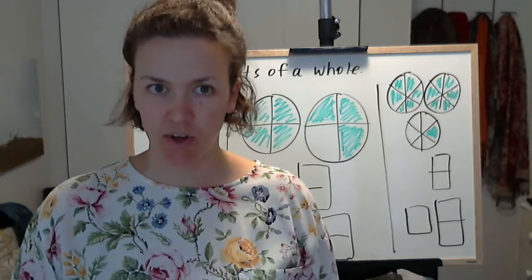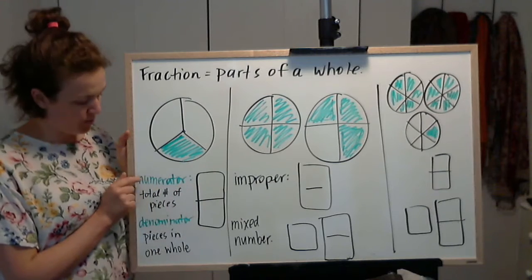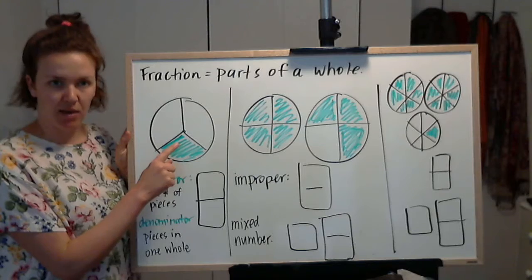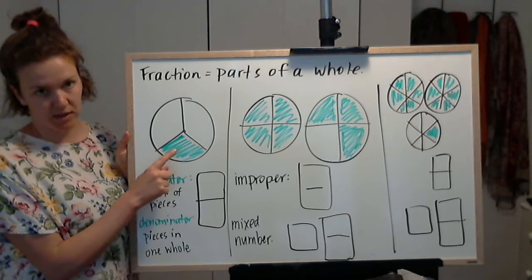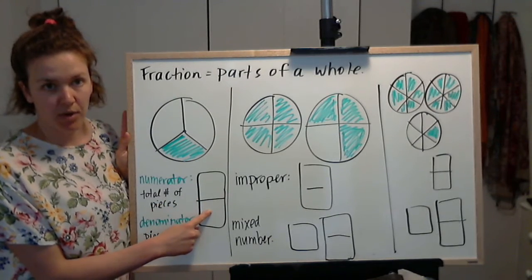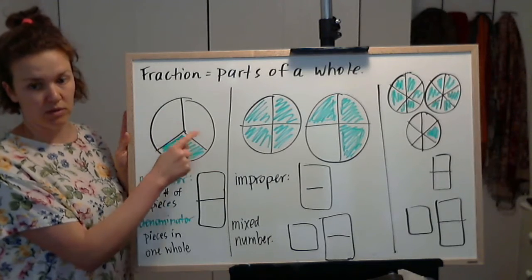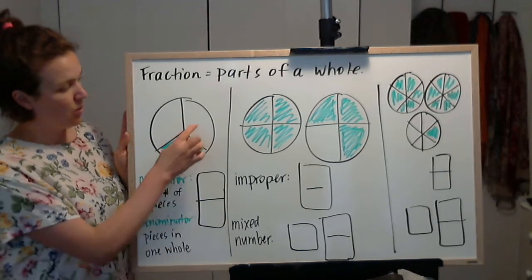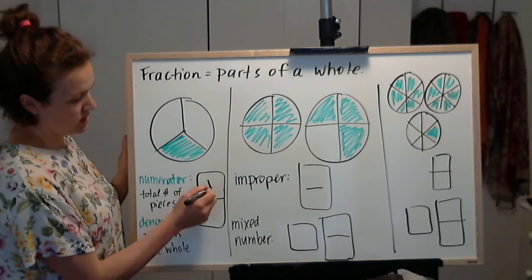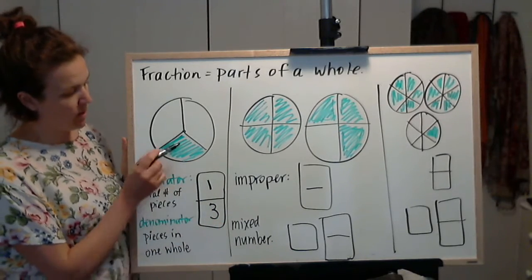Now, in case you forgot, the top part of the fraction is called the numerator, and that represents the number of pieces you have. So in this case, we have one piece that's shaded in. The denominator, the number that goes on the bottom, represents how many pieces are in one whole. So in this case, one whole has 3 pieces. So this fraction is called 1/3. There are 3 pieces that make up a whole, and we have 1 shaded in.